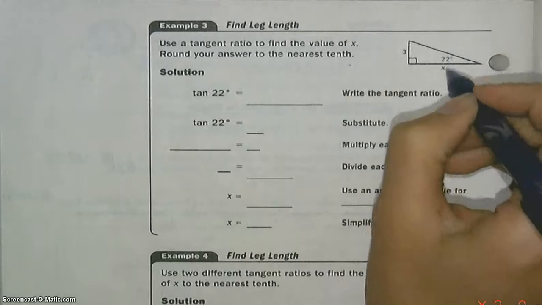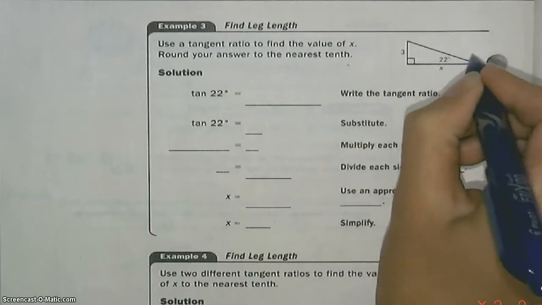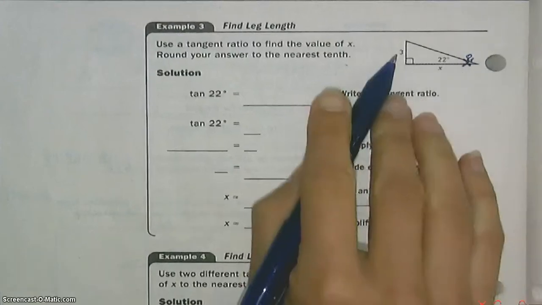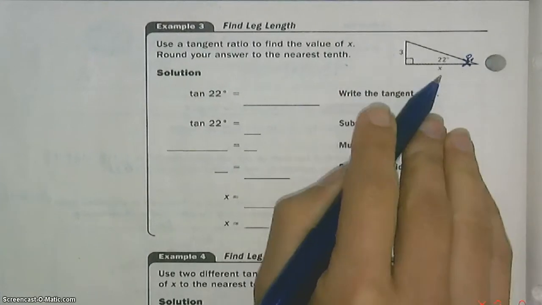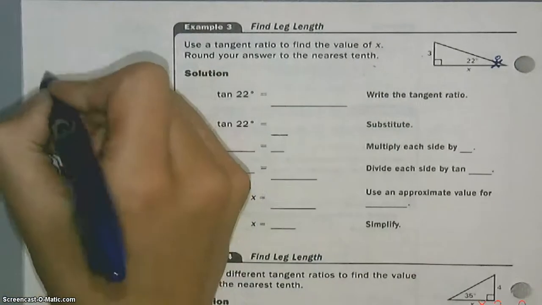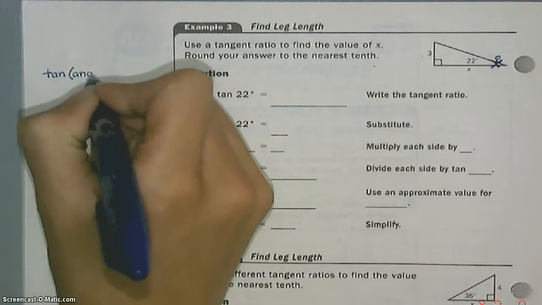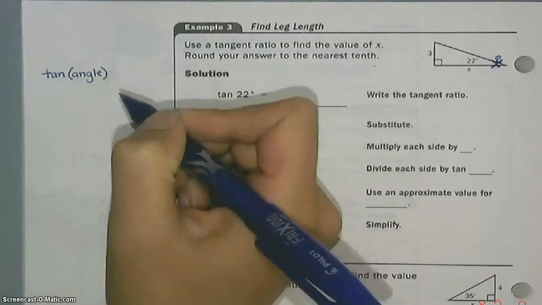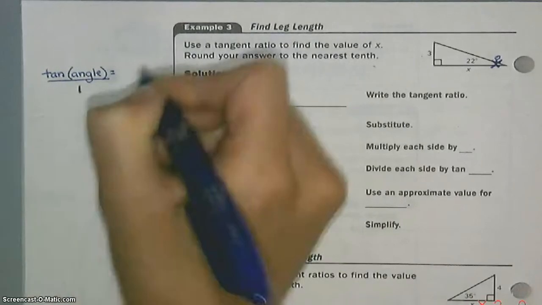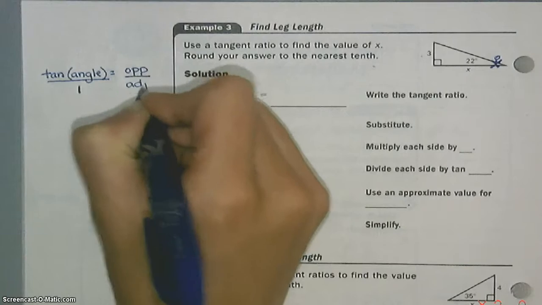So we always go from an angle. So you always are in this angle or this angle. So since they gave me 22, I'm going to put myself here. And look, they gave me the opposite and I need the adjacent. So this is how we set these problems up. We always do tangent, and then we put an angle in here, whatever angle we're standing at, and then we put this over 1, and we do opposite over adjacent.